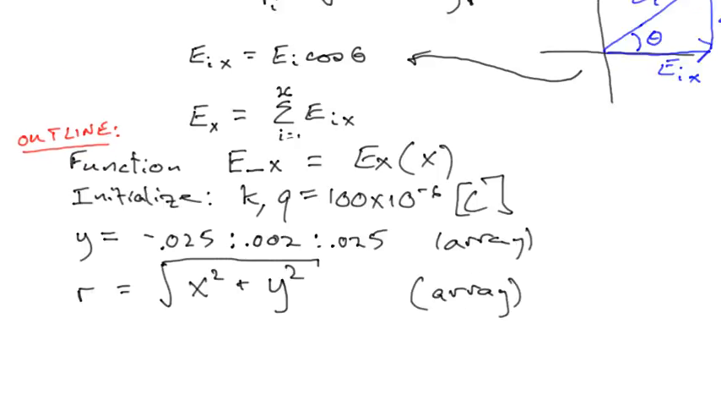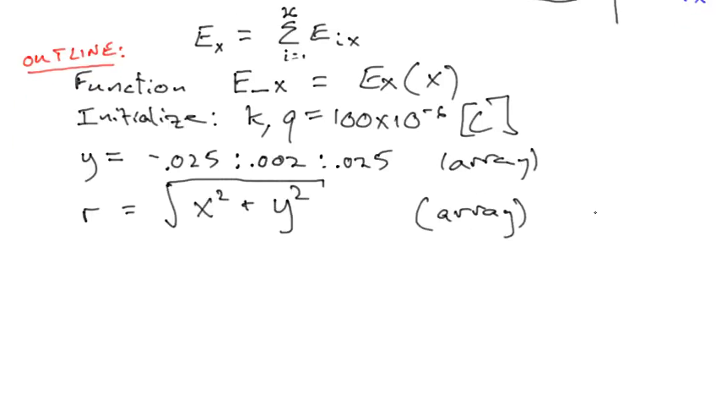And then E, calculate E using that equation, kQ over R squared. And then this is an array, if I do it right, because the R has 26 values.